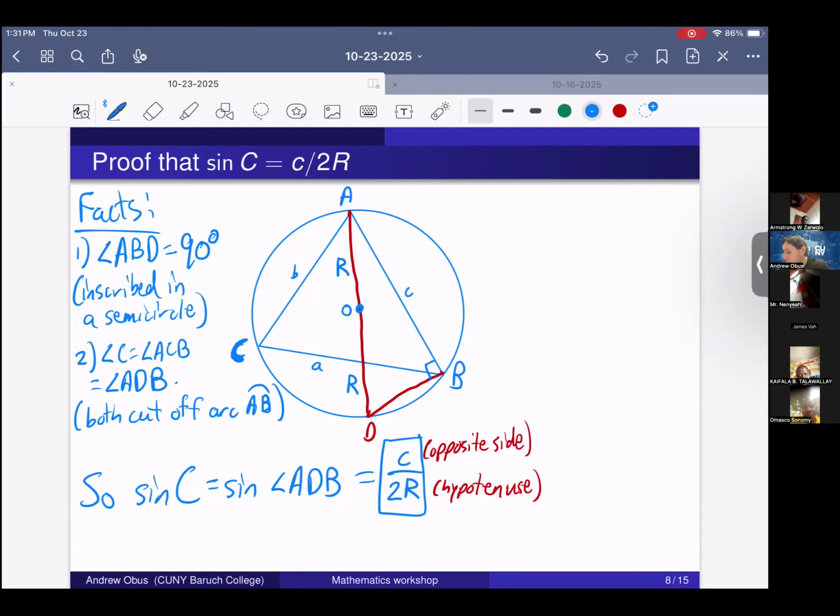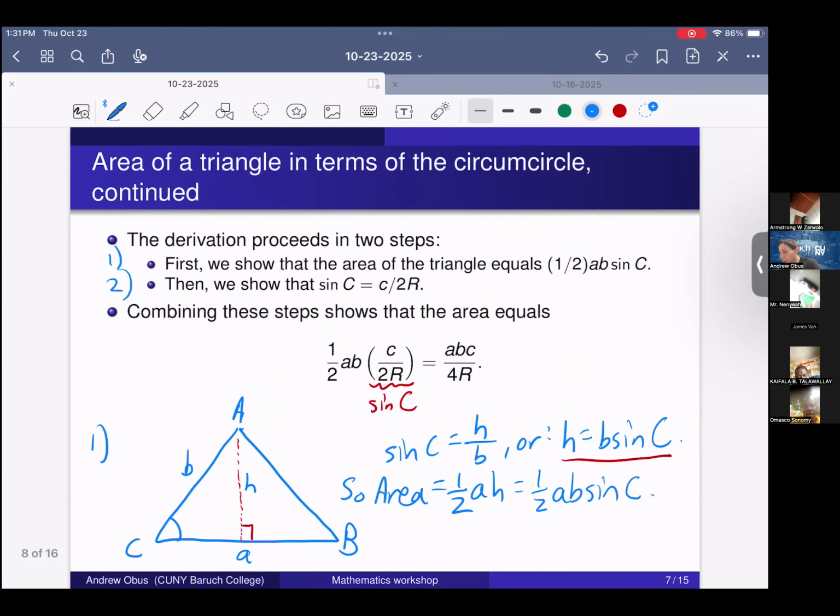So this is why it's true. This is why the area of a triangle is equal to ABC over 4R. Remember, if you go back here, these are the two steps. First, 1/2 AB sine C. And second, you have to show that sine of C is C over 2R. And when you substitute that in, you end up getting this final formula, ABC over 4R.